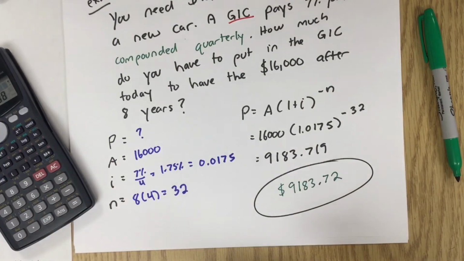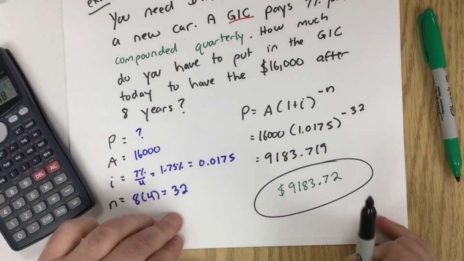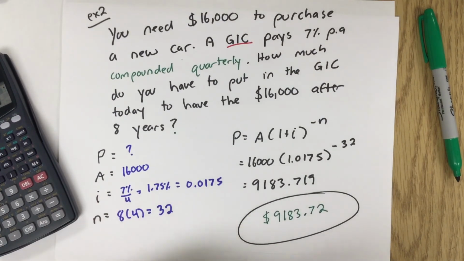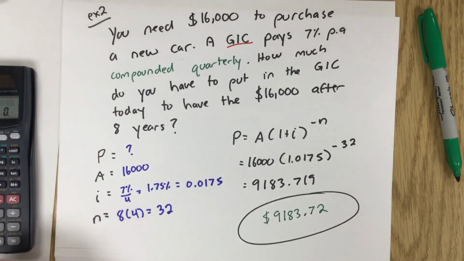One problem with this calculation, of course, is that the car is probably going to cost more than $16,000 8 years from now, because we're going to have inflation issues and things like that. But that's a more complicated calculation, and we're not going to be doing that in this course.